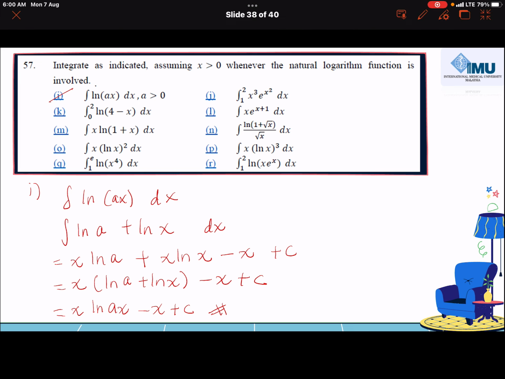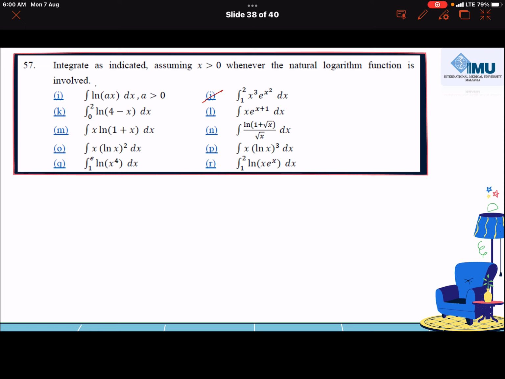Now let's try to do J together. We have the integration from 1 to 2 of x cubed e to the power of x squared dx. Now we're going to use IBP to integrate this function. To use IBP, you always need to choose your u first. Priority goes to u by following the LATE order. So if you notice, we have algebraic, which is your x cubed, and we have exponential, which is e to the x squared.